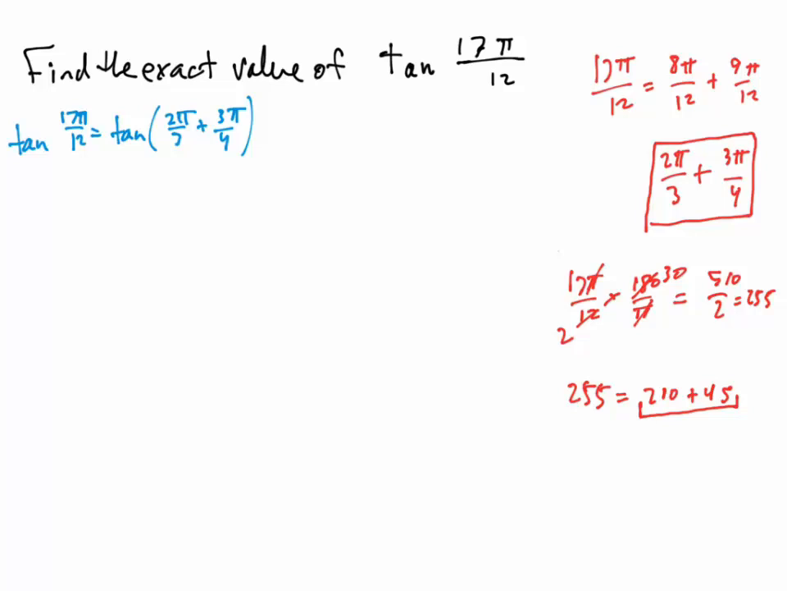So the identity for the sum of tangent, we take tangent of the first plus tangent of the second divided by 1 minus tangent of the first times tangent of the second.